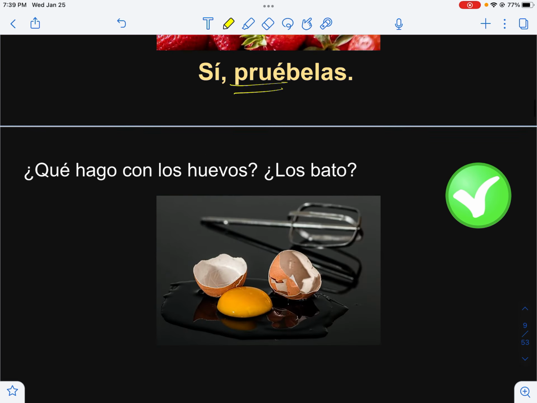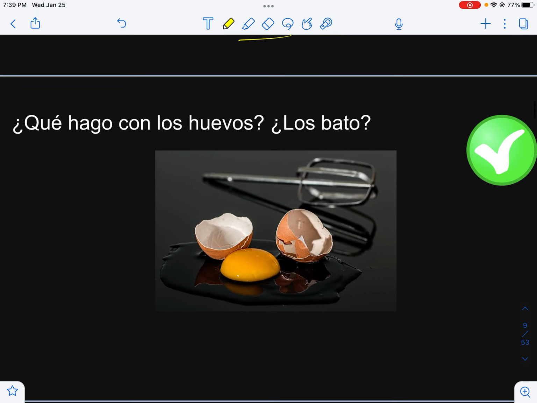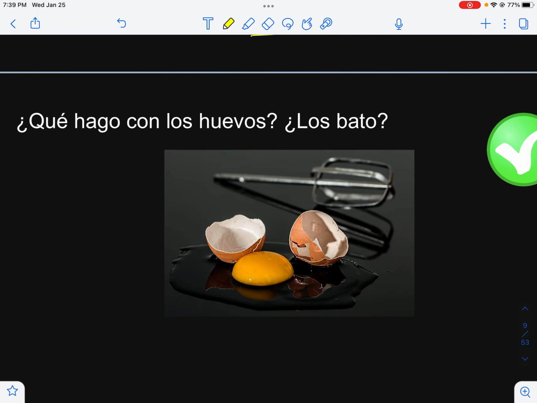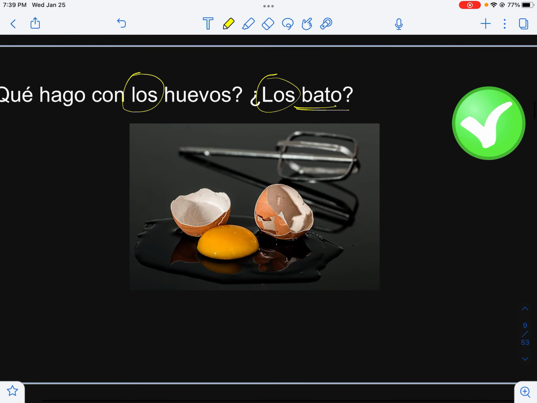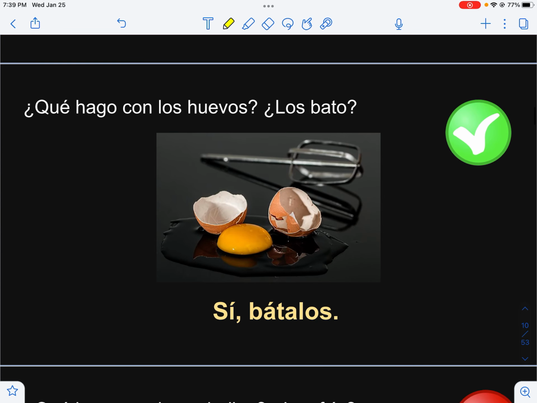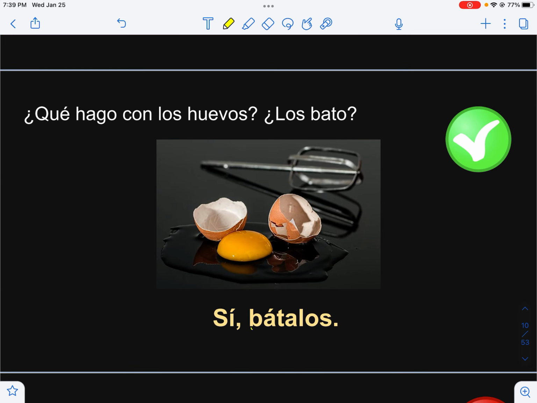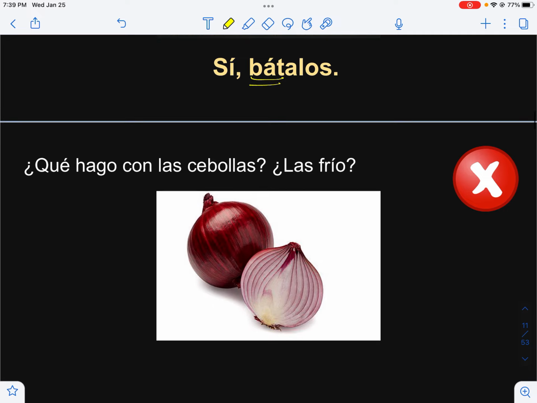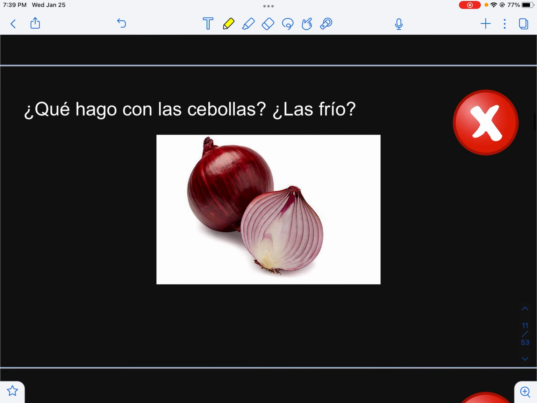Okay, moving on. ¿Qué hago con los huevos? Las bato. So los is still going to be our direct object pronoun, which is great. Batir is going to give us our verb. So we're going to say sí. We got to put a verb, los attached at the end, which goes sí, bátalos. Notice our emphasis here. So we got to put our accent on. Bátalos. Sí, bátalos.